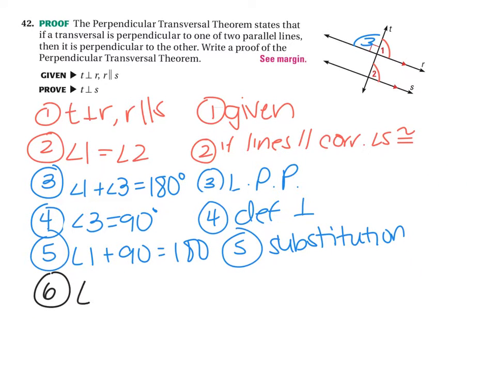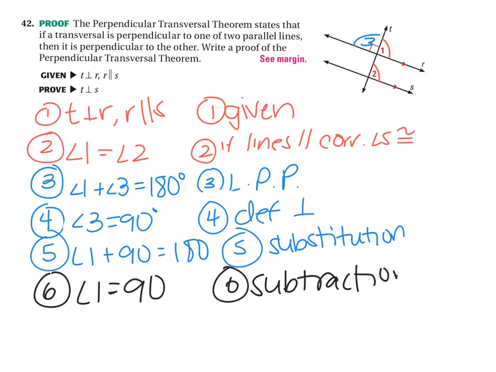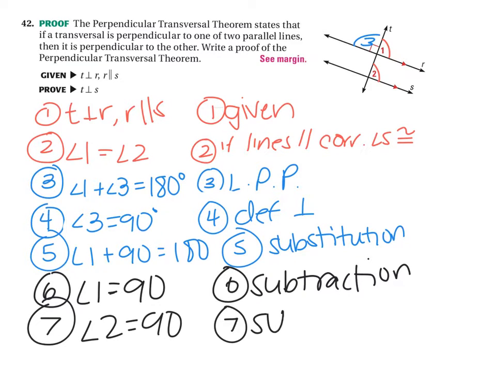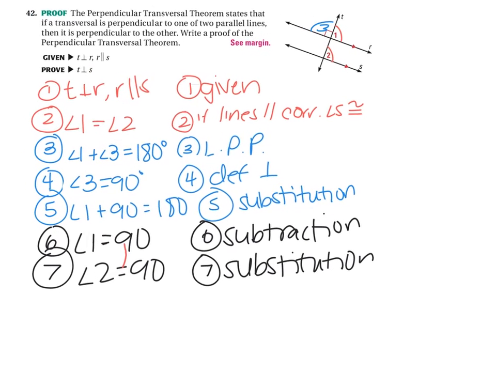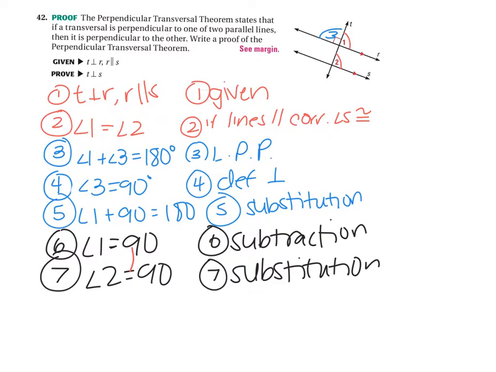And then I can say angle 1 equals 90. And that's subtraction. And then if angle 1 equals 90 and angle 2 equals angle 1, then angle 2 equals 90. And that's substitution. And then if angle 2 equals 90, then T is perpendicular to S, and that's definition of perpendicular.